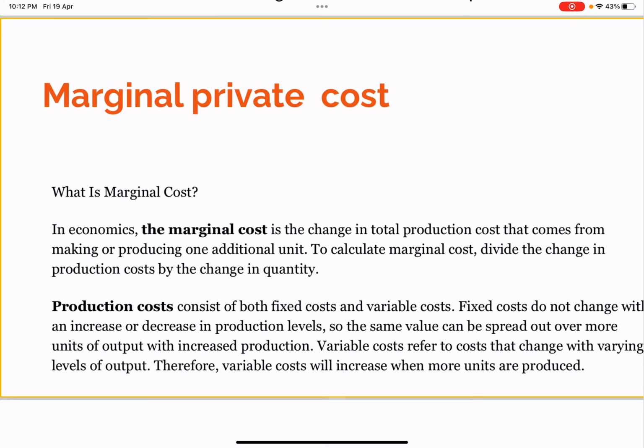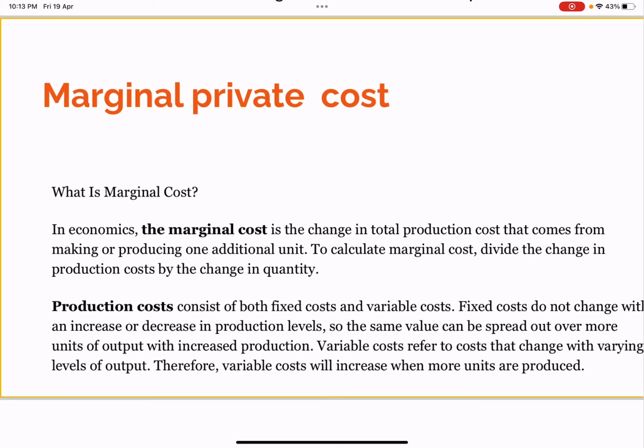Now we need to understand this very carefully. What we are saying is it is the change in the production cost, and that change comes from producing an additional unit. So there are two things: the production cost, and the cost of producing an additional unit. What is the production cost? We know that in production cost we need to consider two things. One is the fixed cost, and the other is the variable cost.